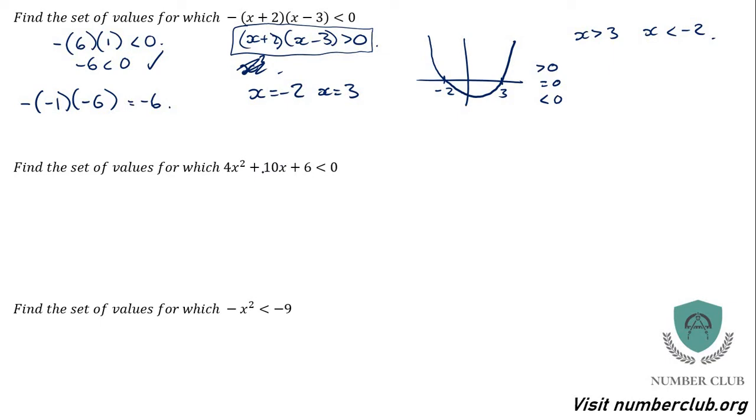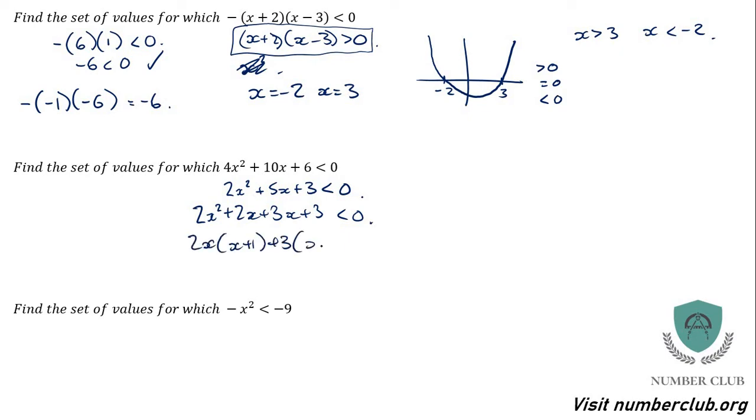Now, this question, I've only made this one just to show you something, which is that you don't have to worry about doing this halving trick to make things easier to factorize. It's fine. Don't worry. You can try to factorize this thing. You'll get two numbers that multiply to make 6 and add to make 5. They are 2 and 3. So we get 2x squared plus 2x plus 3x plus 3 is less than 0. So we get 2x lots of x plus 1 plus 3 lots of x plus 1 is less than 0. So we get 2x plus 3 lots of x plus 1 got to be less than 0.